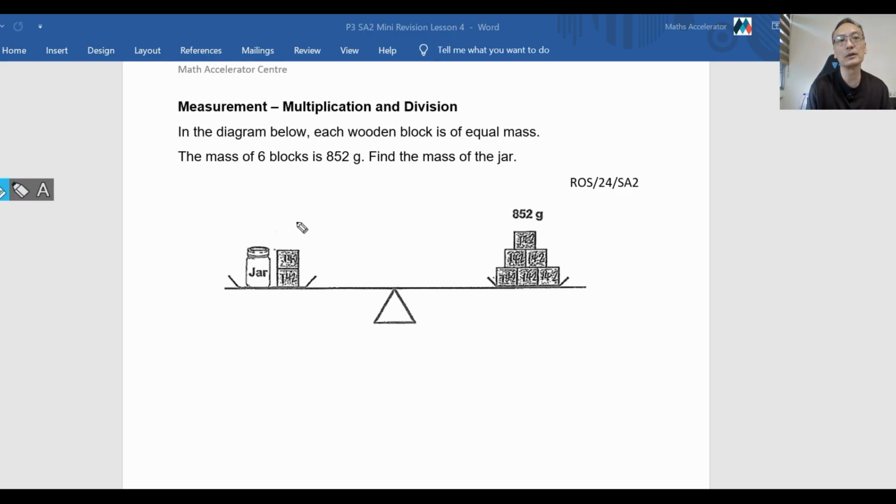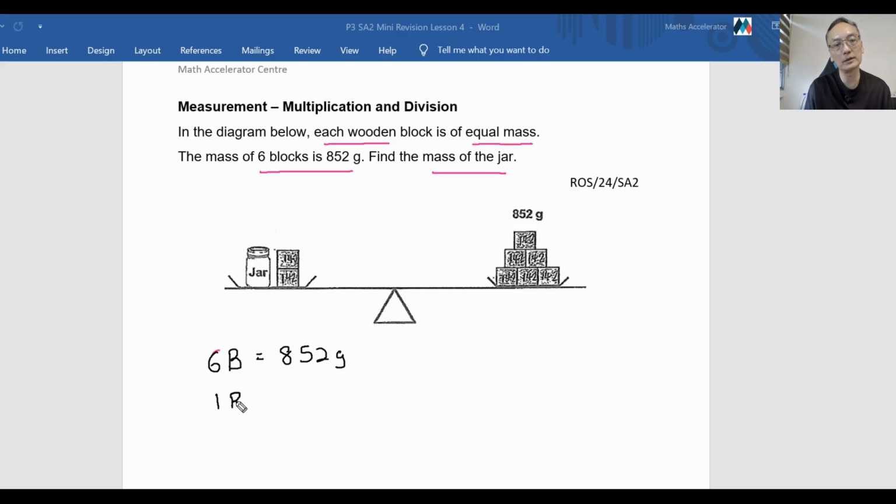Alright, so let's see what we can highlight some keywords over here. We know that we have wooden blocks that are of equal mass, and 6 blocks is 852 grams, and our objective is to find the mass of a jar. Alright, so let's organize our information over here. If 6 blocks is equals to 852, then we need to find one block. To find one block, we will take 852 divided by 6.